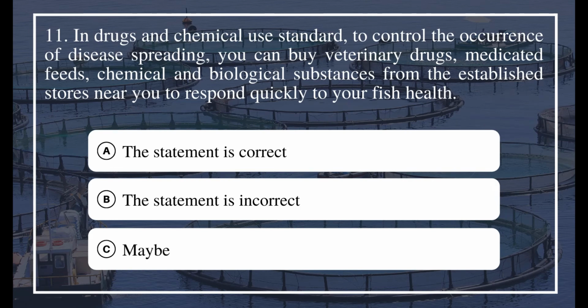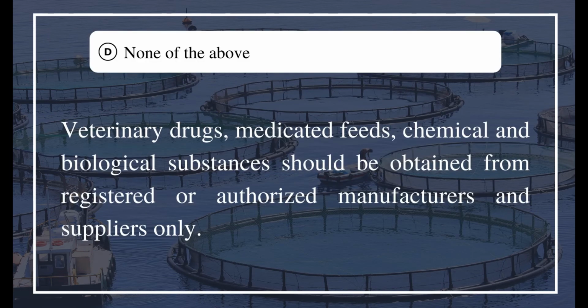11. In drugs and chemical use standard, to control the occurrence of disease spreading, you can buy veterinary drugs, medicated feeds, chemical and biological substances from the established stores near you to respond quickly to your fish health. A. The statement is correct. B. The statement is incorrect. C. Maybe. The answer is B. The statement is incorrect. Veterinary drugs, medicated feeds, chemical and biological substances should be obtained from registered or authorized manufacturers and suppliers only.